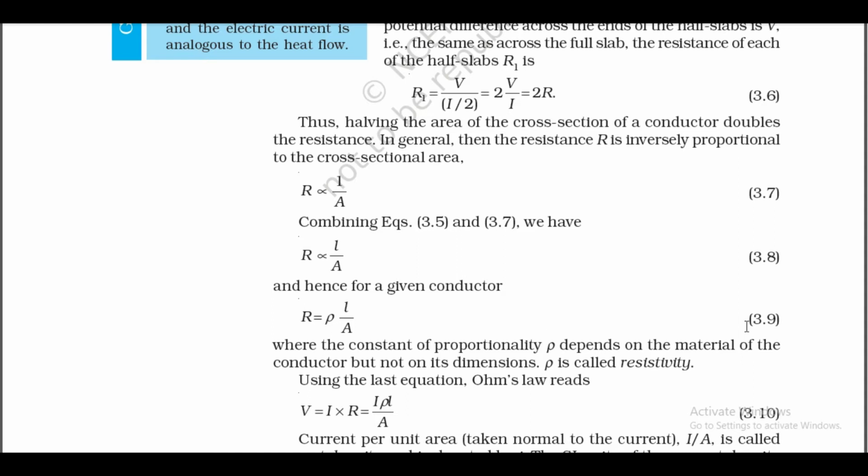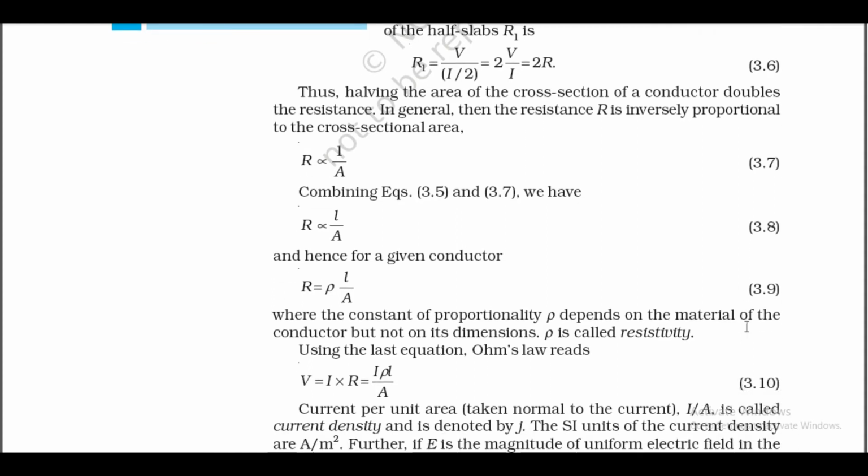Combining equations 3.5 and 3.7, we have R is directly proportional to L/A. And hence for a given conductor, R is equal to ρL/A, with the constant of proportionality ρ depending on the material of the conductor but not on its dimensions. ρ is called resistivity. Using the last equation, Ohm's law reads V = IR = IρL/A.